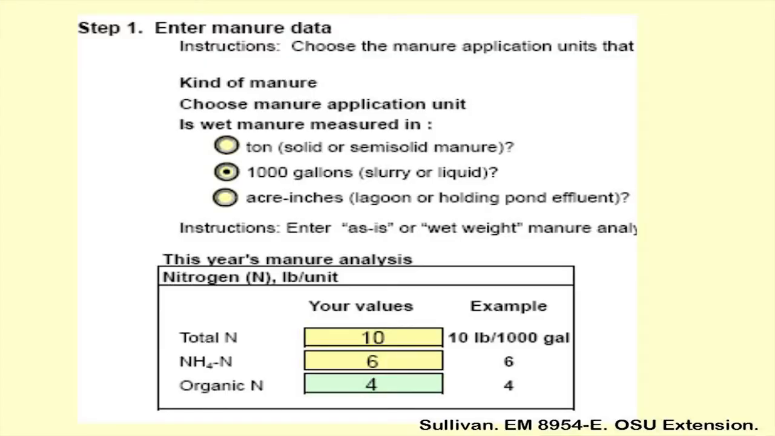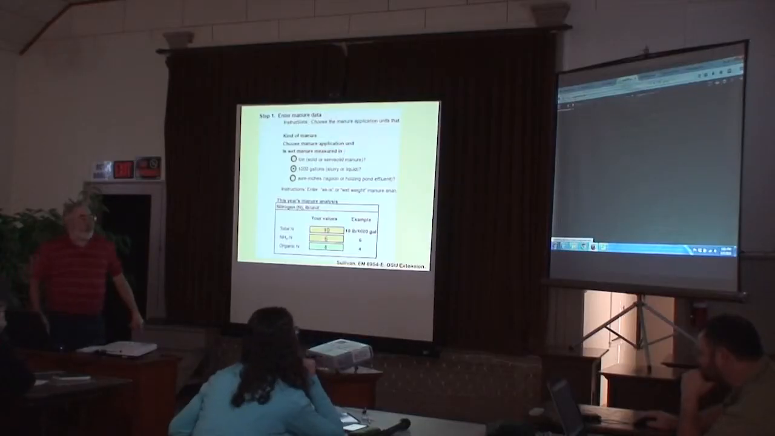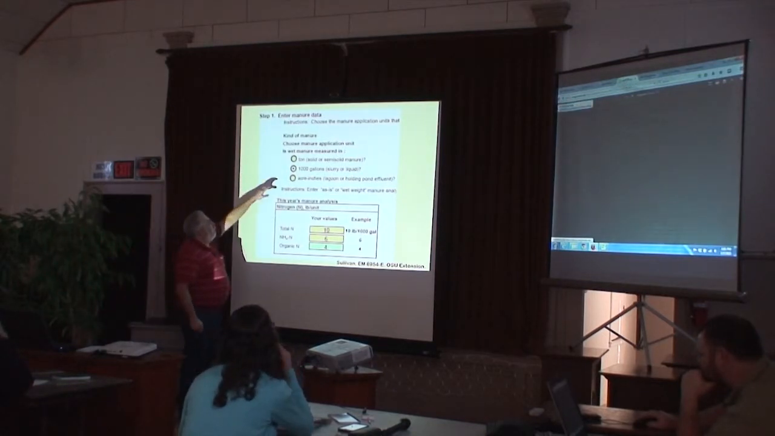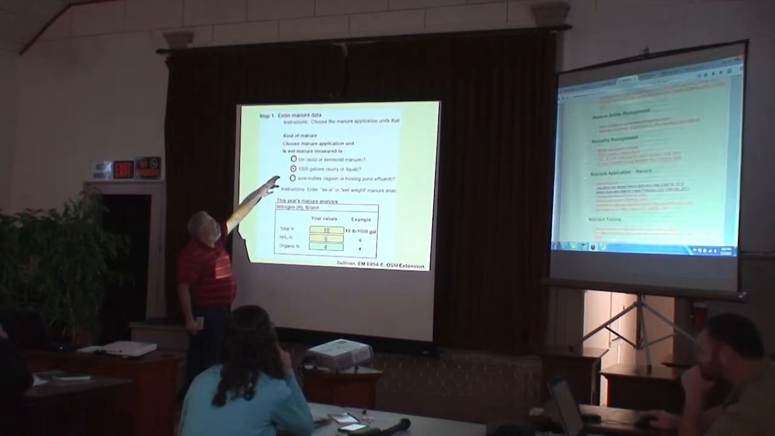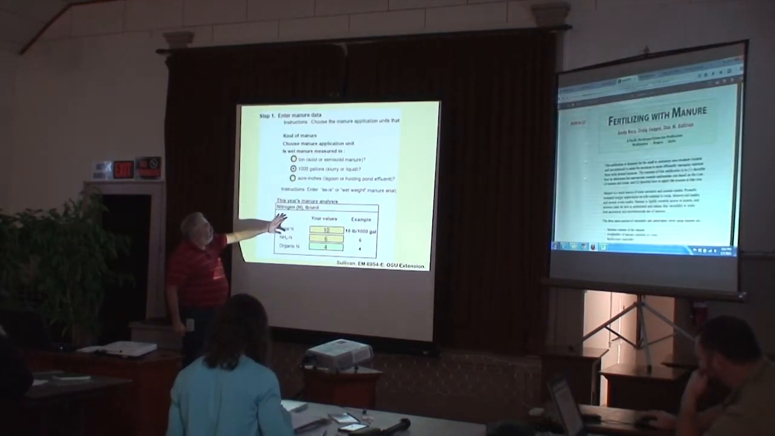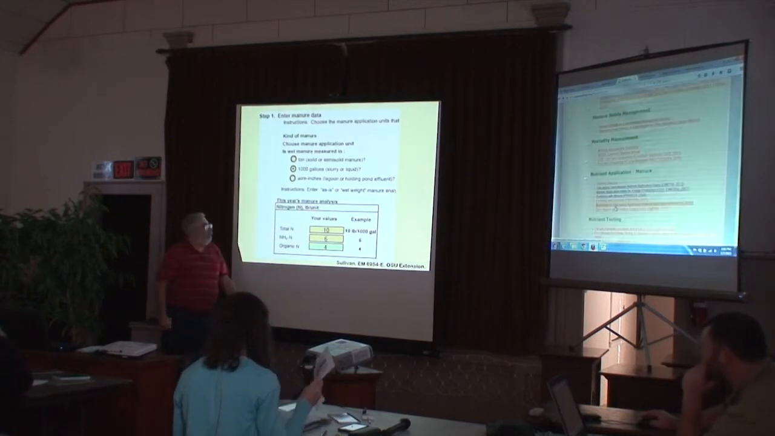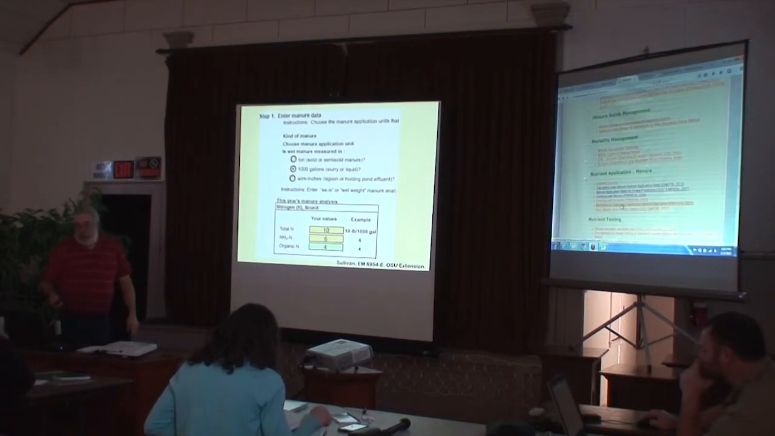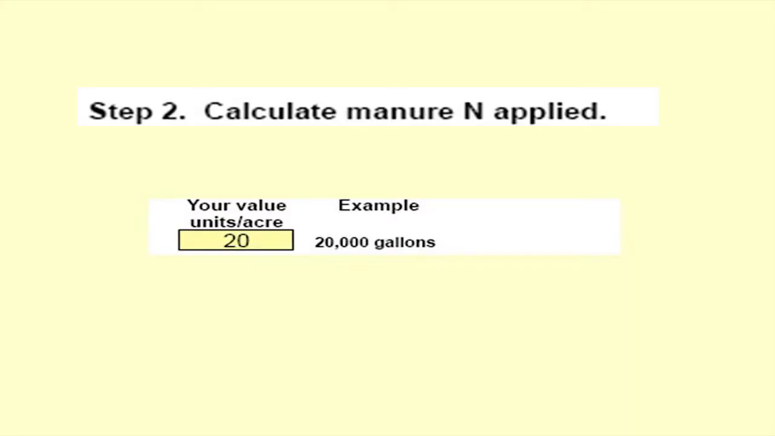Okay, so if you look through here, this is just sort of snapshots of what's in this piece. You work through and enter your manure data, and you can either do it in tons if you're doing a solid material, or you can do liquid as in 1,000 gallons, or if you're in acre inches, you can do it as acre inches. And then you enter your analysis for this year. So this has just some numbers that go through it, and they're interactive as you do it.